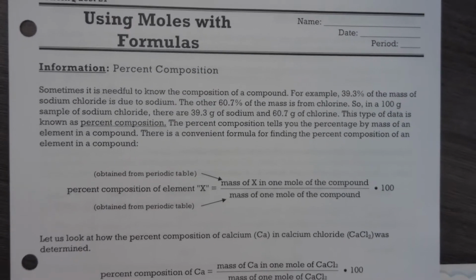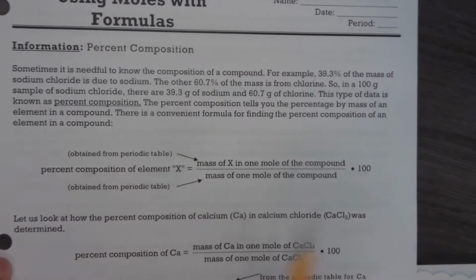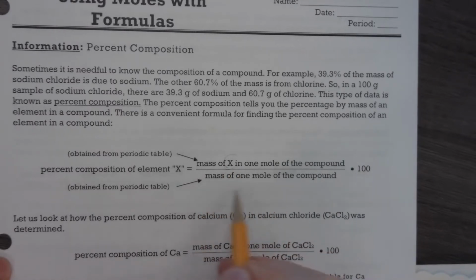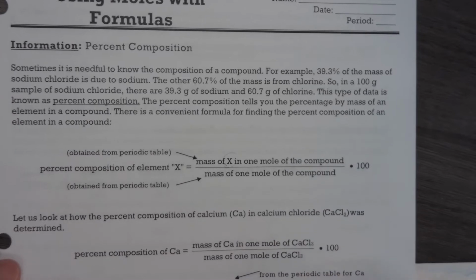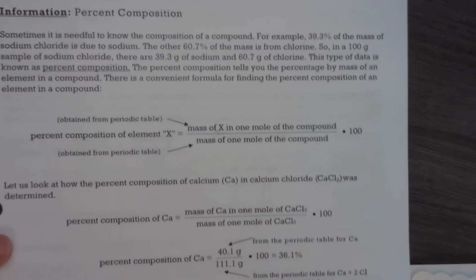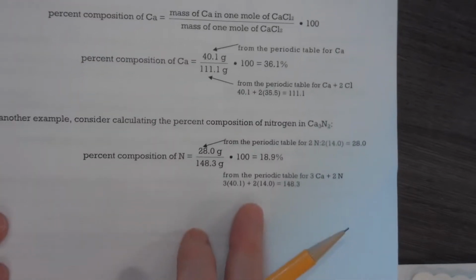To find percent composition, you take the mass of the element you need of 1 mole of the compound divided by the mass of the entire compound. Of course, you look at the periodic table to get that information. This was the example that you saw on the front page.